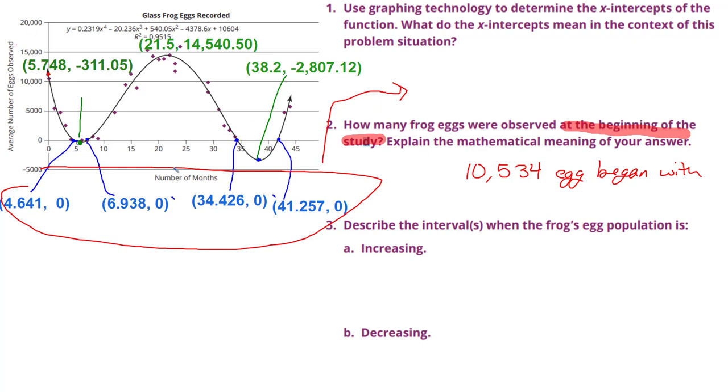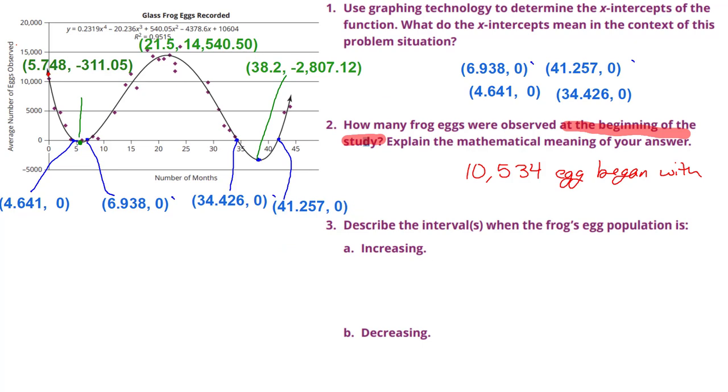So if we want to figure out when is my graph increasing, I want you to circle on your graph where you think the graph is increasing, from where to where. So we're increasing as we leave this point, the 5.748, until we get to the 21.5.